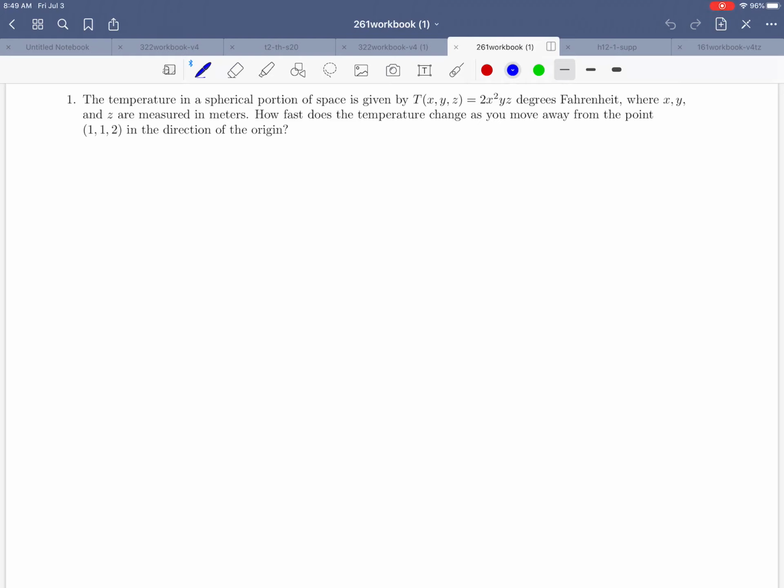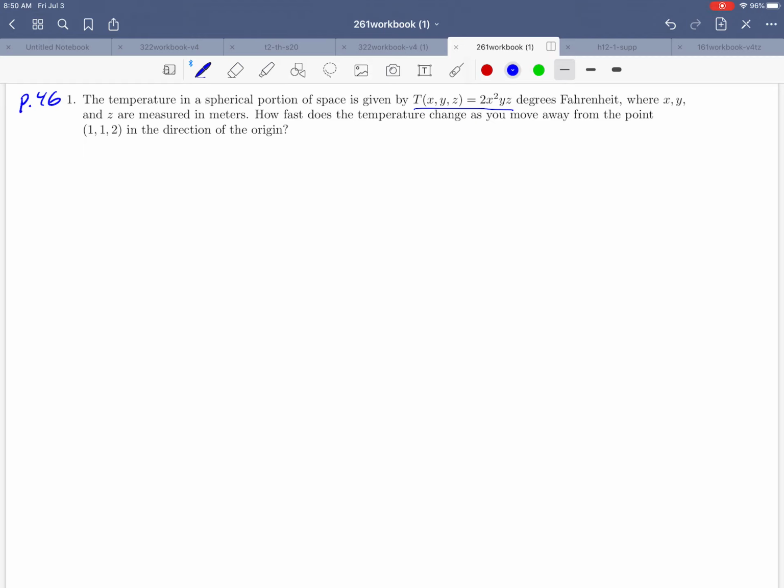Hello everybody, and welcome to exercise 1 on page 46 of the workbook. Let's take a look at this problem that they're asking us to do. The temperature in a spherical portion of space is given by this formula in degrees Fahrenheit, and x, y, and z are being measured in meters. They'd like us to determine how fast the temperature is changing if we move away from the point (1, 1, 2) in the direction of the origin.